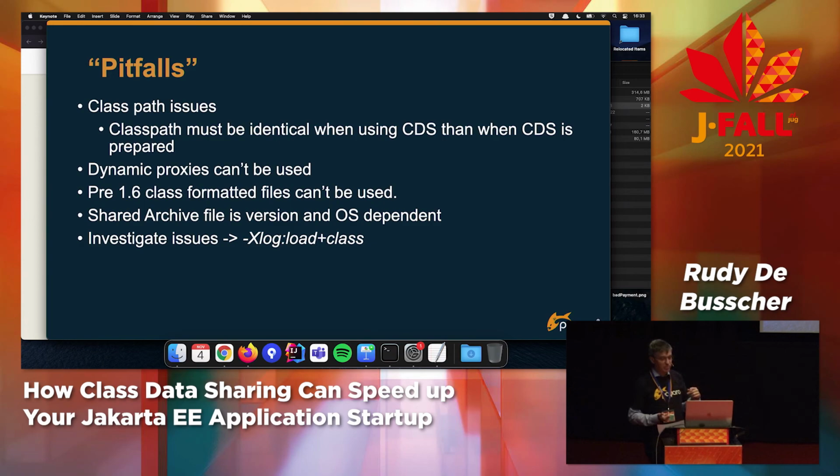Also mentioned, dynamic proxies. Classes of version 1.5 and older cannot be used. So you just get a message that it will be removed from the archive file, but since you still specify the class path at runtime, it is just loaded, but through the classic way. It's no surprise that the archive file is JVM version and OS dependent. I don't think that's any surprise. So don't try to put an archive file from Windows on Linux or vice versa, etc.